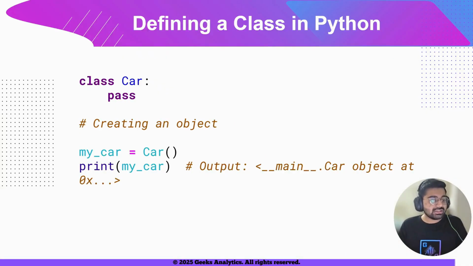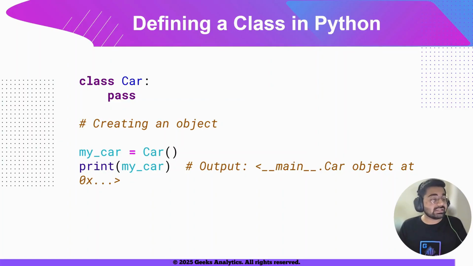So first of all, defining a class in Python. We define a class in Python using the class keyword followed by the name and the colon. Right now, in the example we see here, the class does nothing. There is no value in it. We have just used the pass keyword, meaning there will be no functionality associated with this class. Think of it as an empty blueprint.